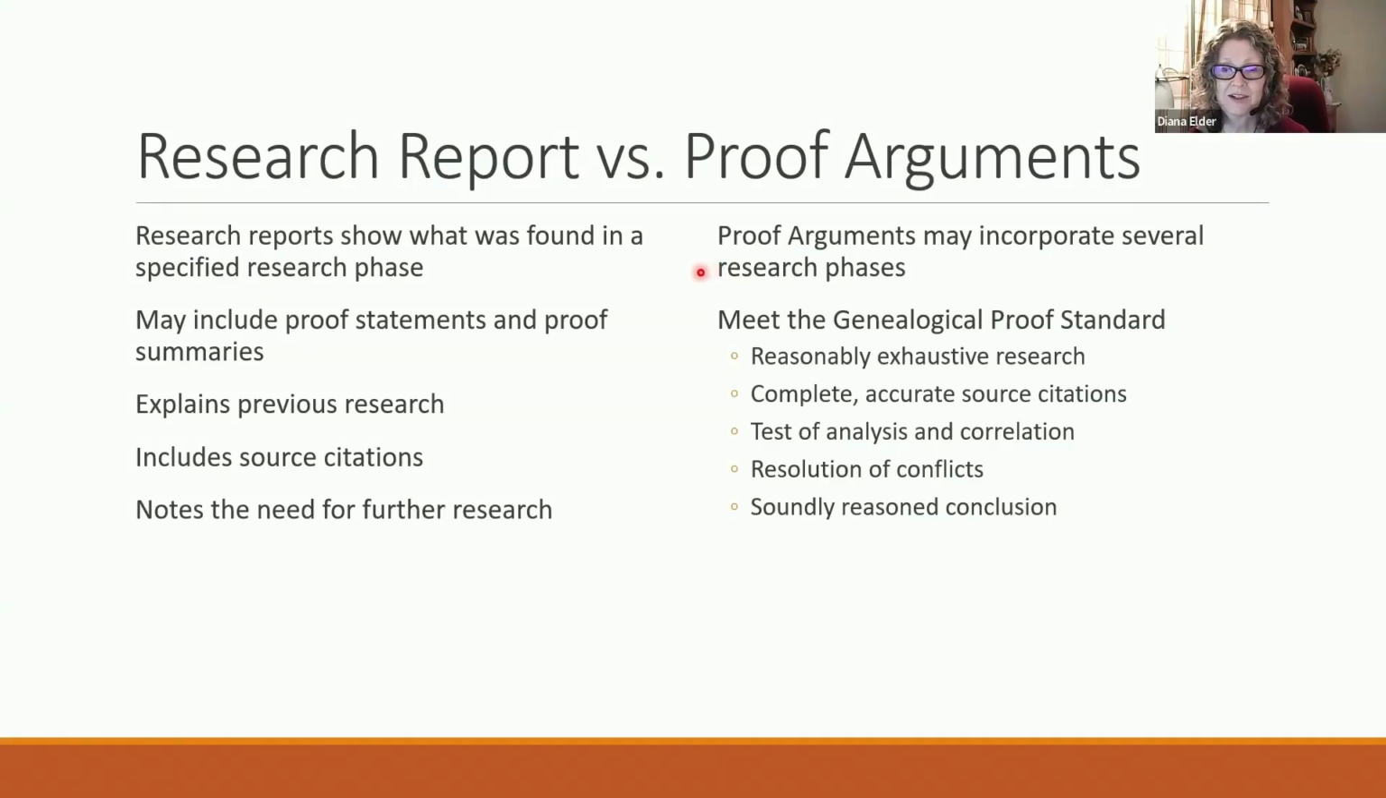So I have done research where I have spent 3 or 4 complete phases and 3 or 4 reports before I finally feel like I have come to proof. And then I have to write something that brings all of that research together. And a proof argument, you can judge if it is done well because you've met the genealogical proof standard. So you've got your reasonably exhaustive research, your complete accurate source citations, your tests of analysis and correlation, your conflict resolution, and your written conclusion. So I think it's really good to sit down and think about where we are with something like this as we're working on our written products, both in a report and a proof argument.